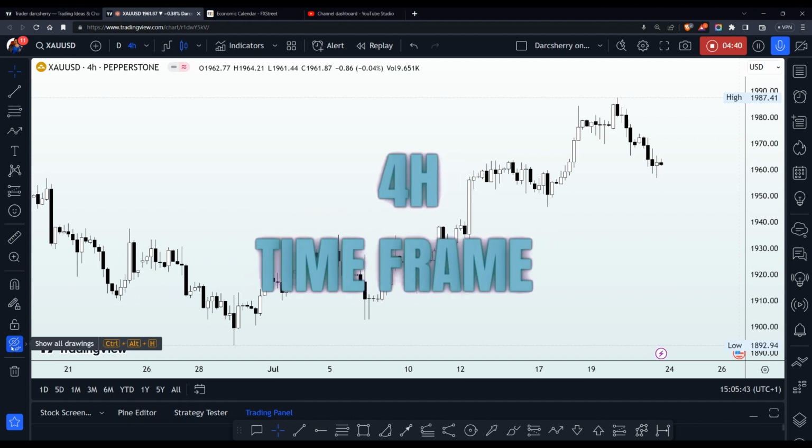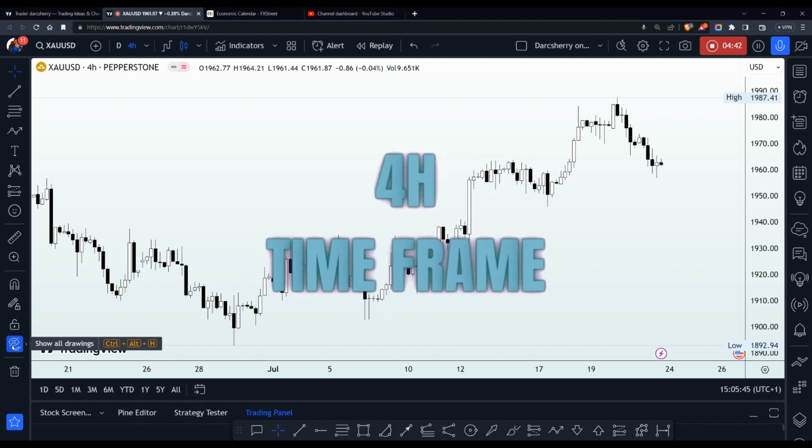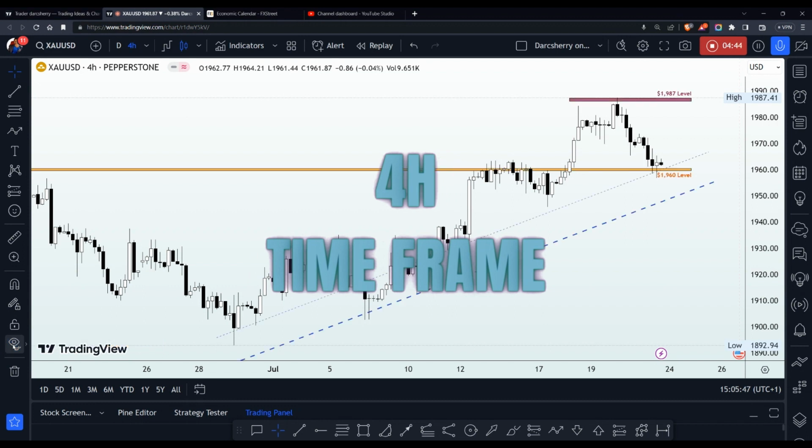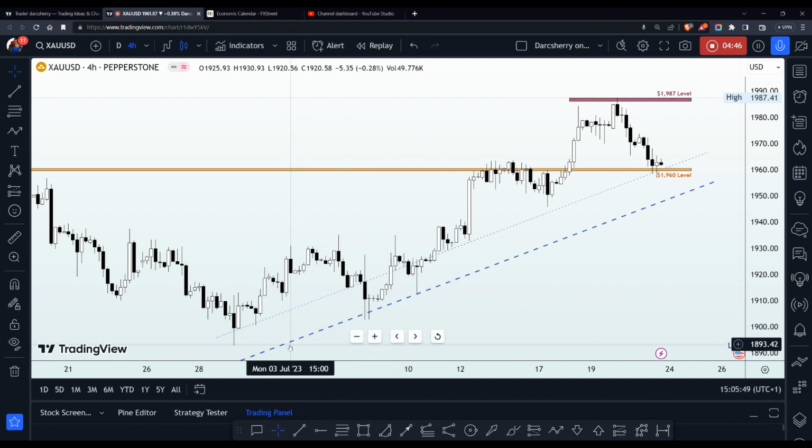What I did here was to use my 4 hours time frame. And right here on the 4 hours time frame, I took into consideration the nature of price action since the beginning of this month of July. And I was able to come up with a couple of parameters here that we are going to be using to guide our trading activity.